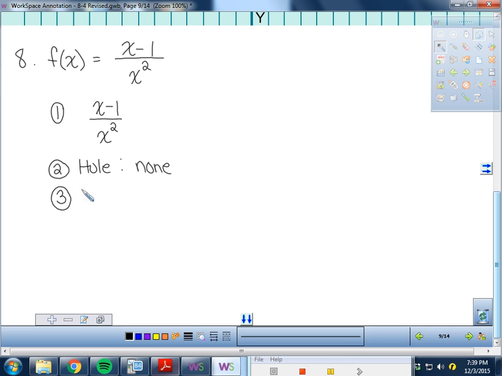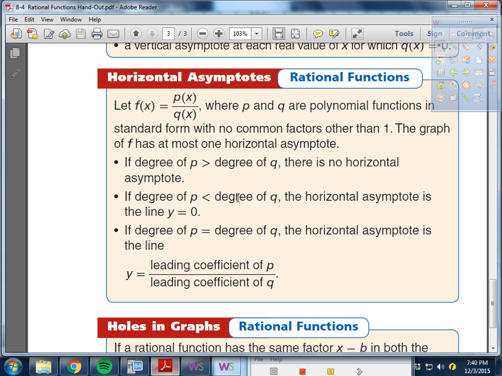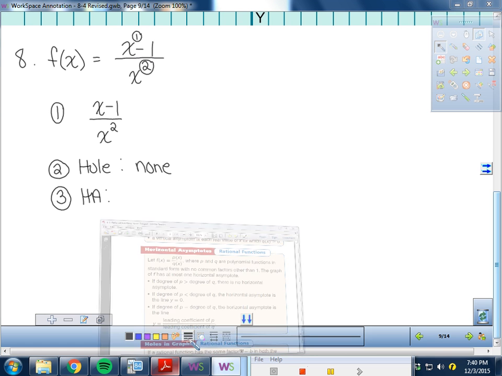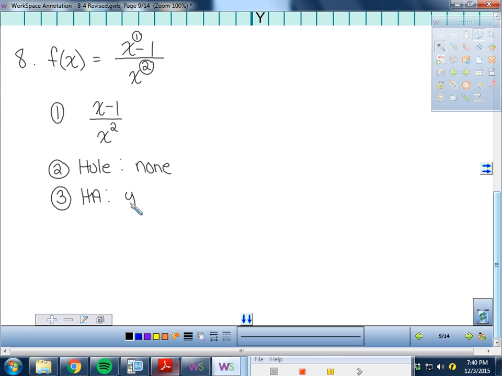Step 3 talks about the horizontal asymptote. So we have to look at our degrees. The degree of your numerator is 1. The degree of your denominator is 2. So the degree on top is smaller than the degree on bottom. And if we reference our rules here, when the degree on top is smaller than the degree on the bottom, then the horizontal asymptote is the line y equals 0. So I do have a horizontal asymptote this time at y equals 0.